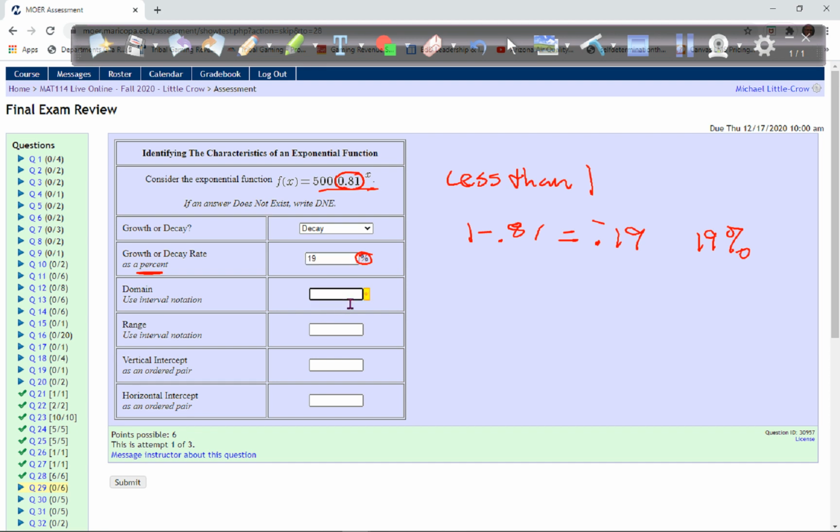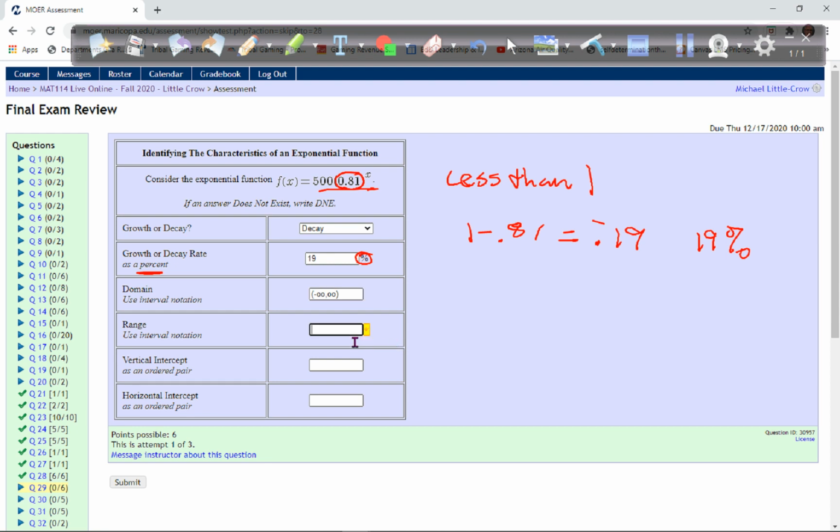Now, what's the domain? The domain, well, we can plug anything in for x. We can even plug in negative numbers to kind of figure out, I don't know what that would mean, but our interval, I would use this. We go from negative infinity to positive infinity, and we put parentheses around that. That's our interval.